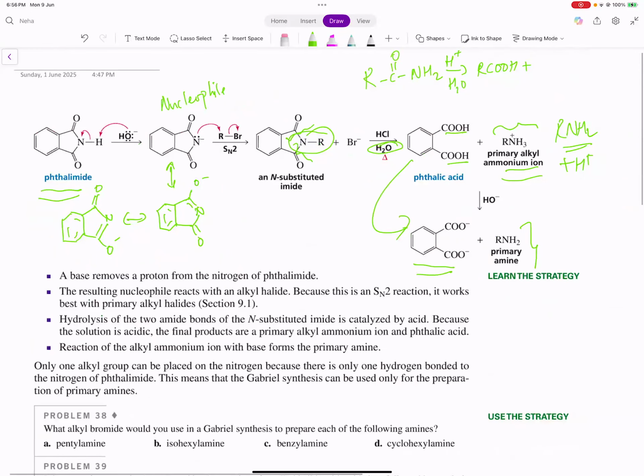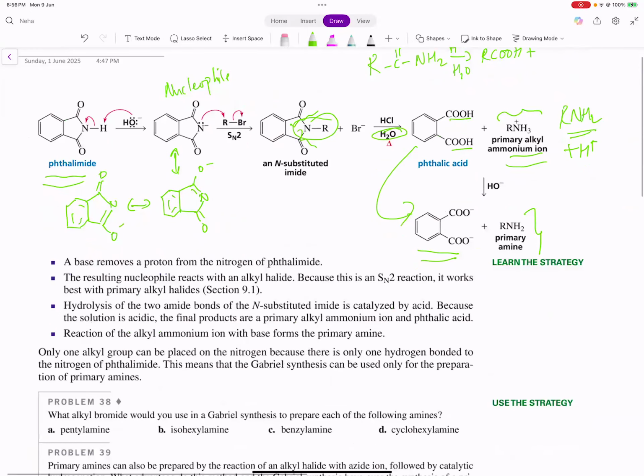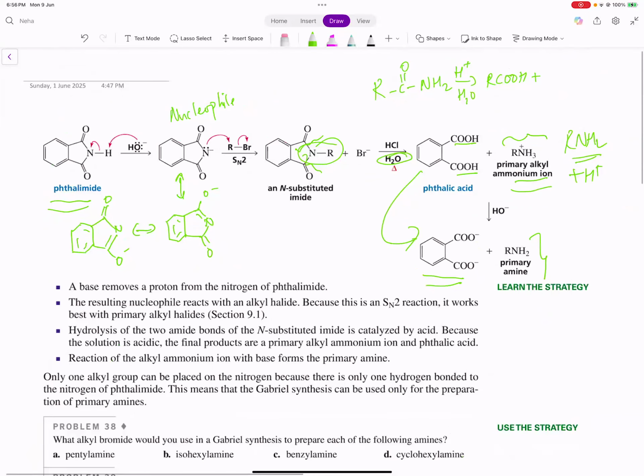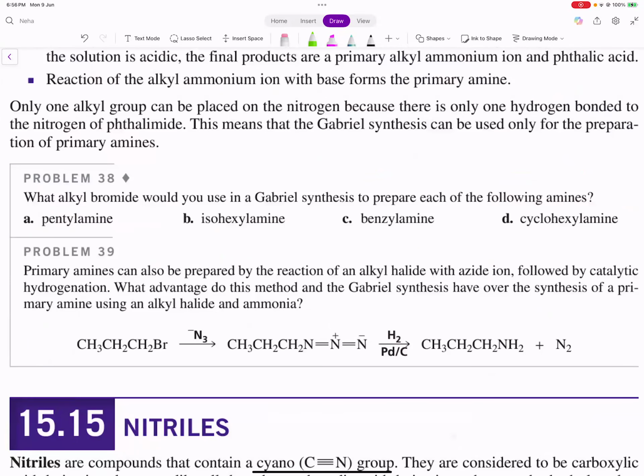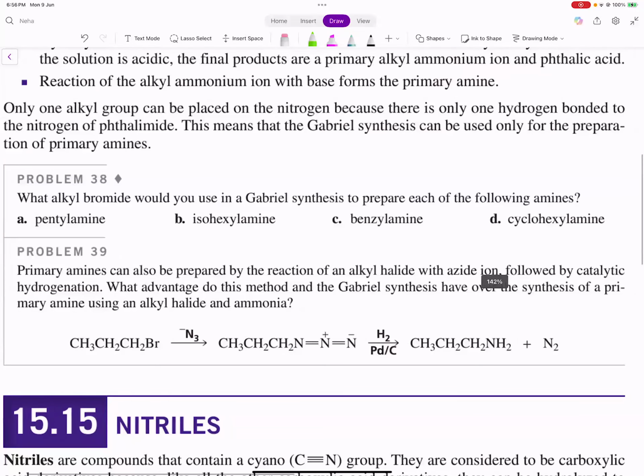See, so whatever amine I have to make, I have to use that long carbon alkyl halide, right? So for pentyl amine, I'll use pentyl bromide and all that. Finish now.